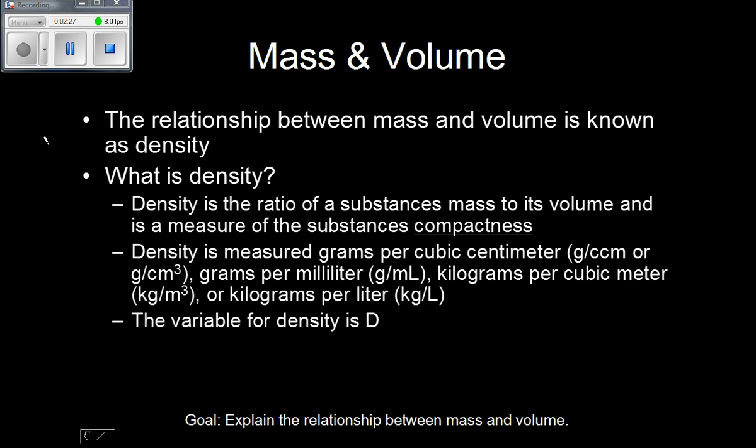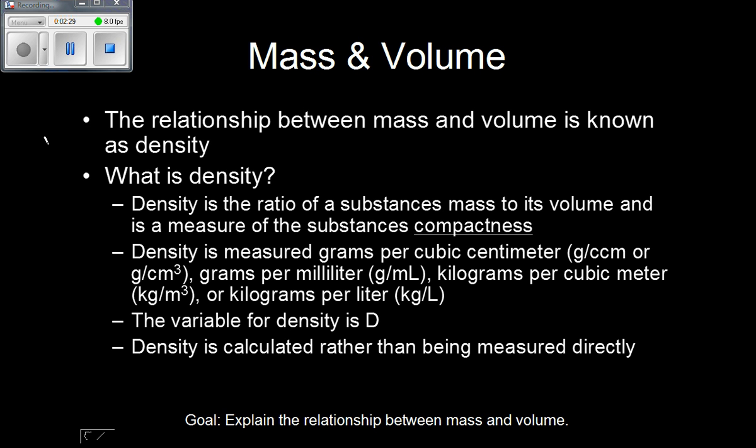In a formula, we use a capital D to represent density. And density, of course, is calculated and not measured directly. In order to calculate it, we need to have a formula. And the formula for density is simply the slope formula we just found on the previous slide, mass divided by volume.